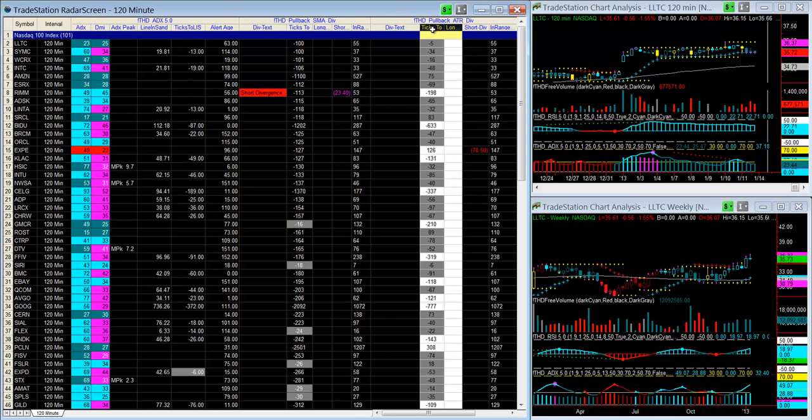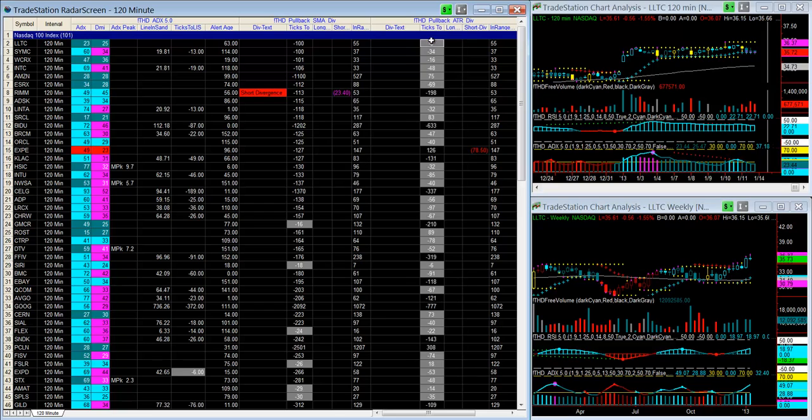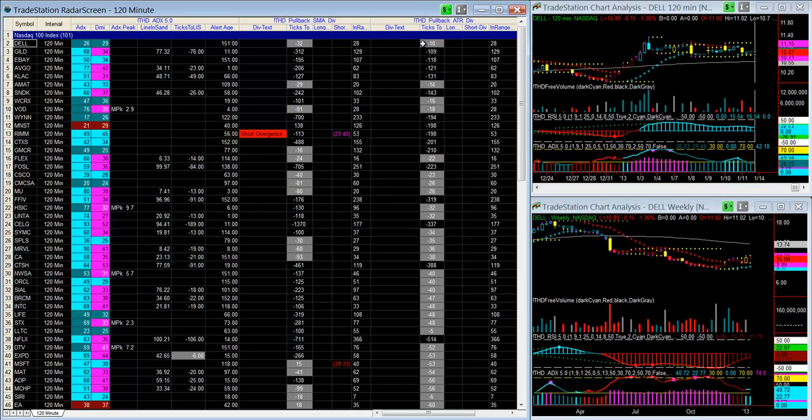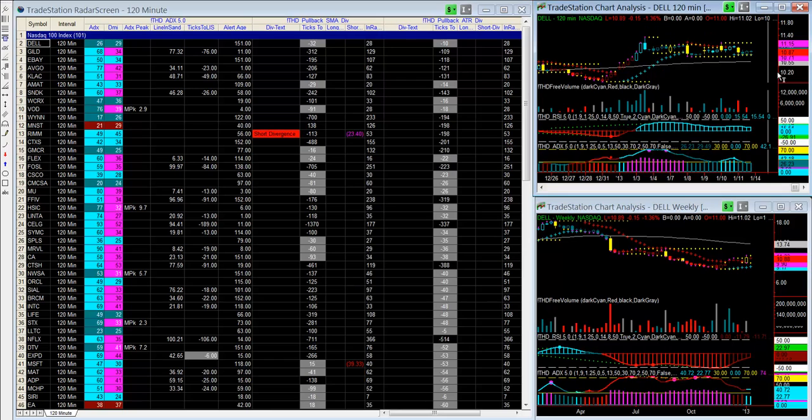Let me go ahead and sort according to ticks on this. And again, you just double click on pullback ATR. Okay, we have Dale, which is 10 ticks away from the ATR. And again, the one thing you want to make sure of is that you are going in the direction of this ADX on the weekly time frame. And as you can see, you've already had divergence here.